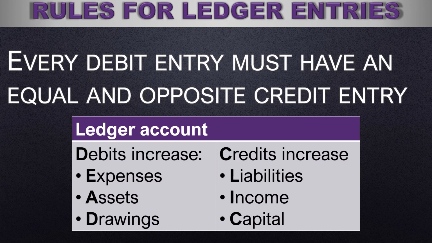Let's discuss some handy rules for entering into ledger accounts. Every debit entry must have an equal and opposite credit entry. You should also try to remember the mnemonic DEAD CLIC, which means that debits will increase when expenses, assets and drawings increase, and credits increase when liabilities, income and capital increase. If these were to decrease, then the columns would swap.